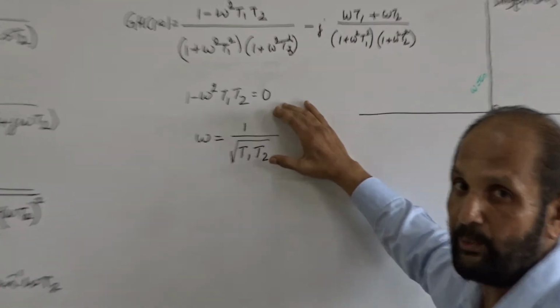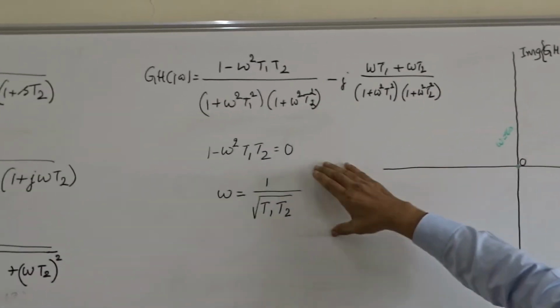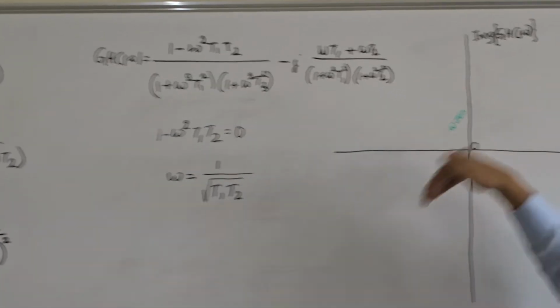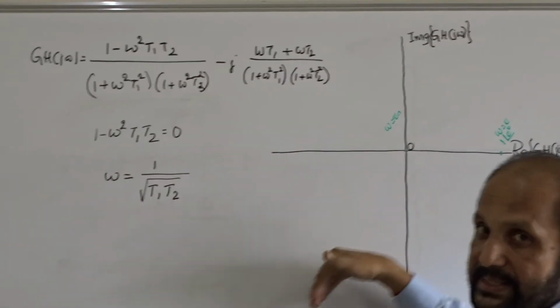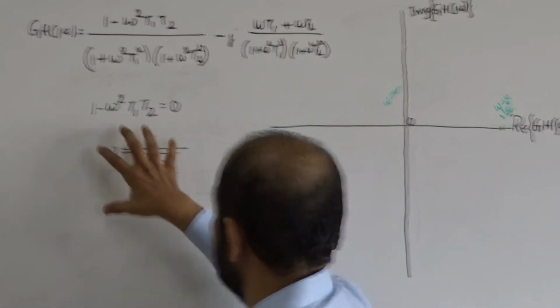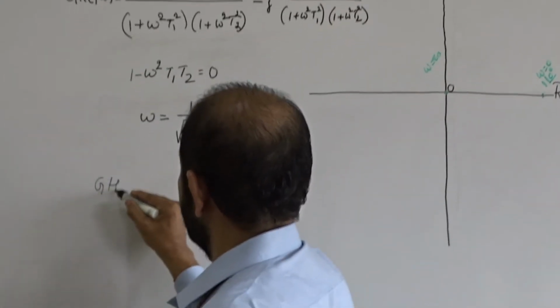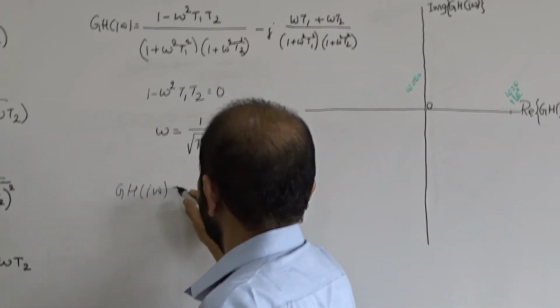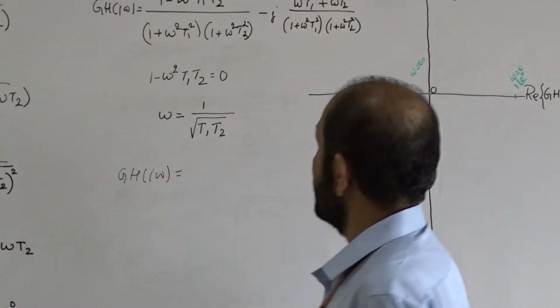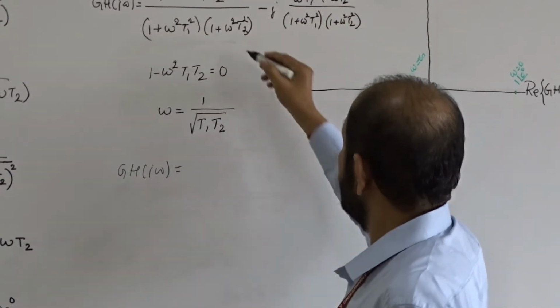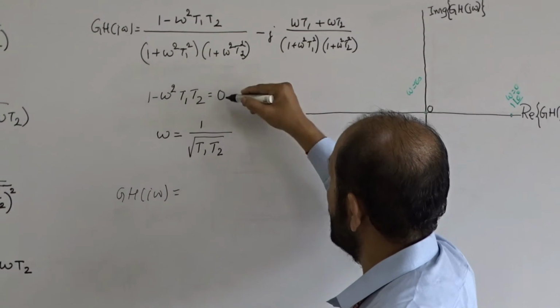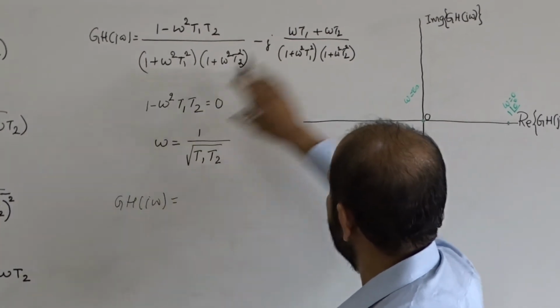Now where? At what point? At what frequency does it intersect the imaginary axis? Now we have to find the point where it intersects the imaginary axis. So in that case, you obtain this value of omega. Substitute it in this equation. You already obtained the open loop transfer function in Cartesian form, so by making the real part equal to 0, you got this one. That value of omega is substituted here.